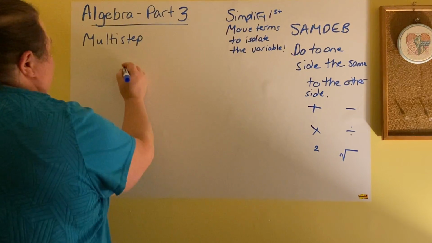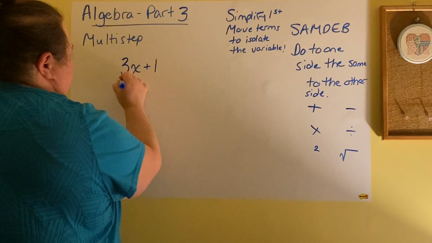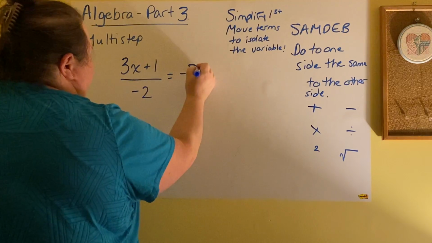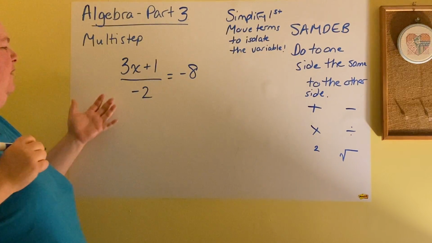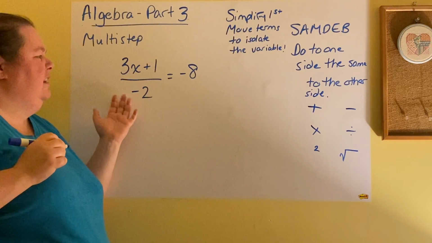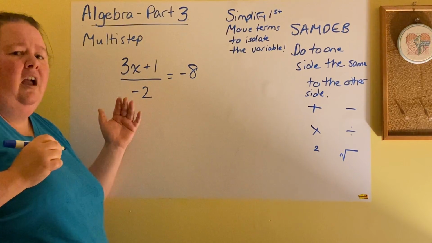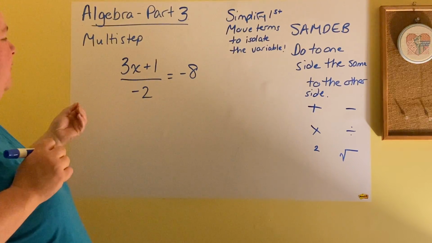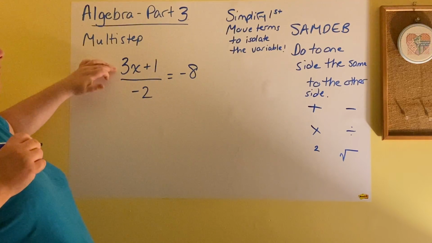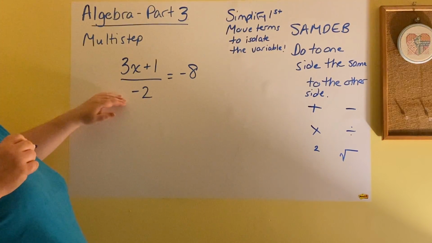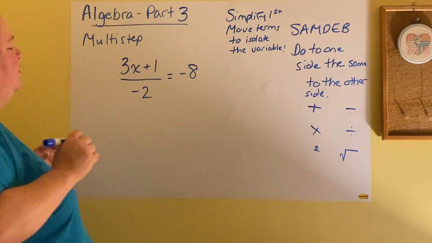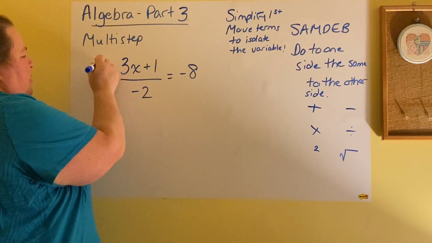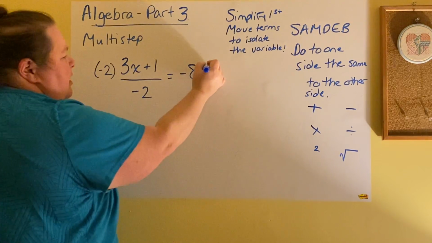and I have (3x plus 1) divided by negative 2 equals negative 8. So here I have a fraction. And the thing is, initially, I want to get rid of whatever's on the bottom, or I want to simplify things if I can simplify things. Well, if I look up here, there's no like terms. If I look down here, there's only one term, so there's nothing to simplify. So what I've got to think about is, this is dividing by negative 2. So the opposite of dividing by negative 2 is multiplying by negative 2.